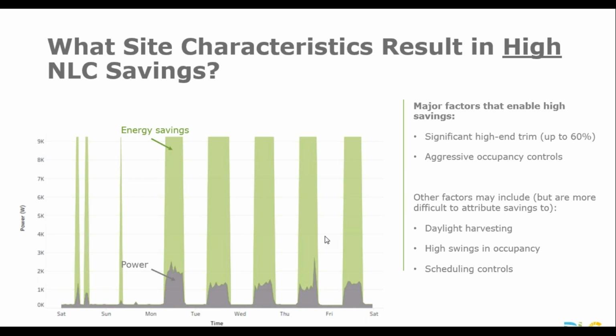You can see the occupancy controls are probably used pretty aggressively because you see a spike here on one day, but throughout the rest of the time, the power is much, much lower. Other factors that may contribute to that savings would be daylight harvesting, high swings in occupancy, and the use of scheduling controls.